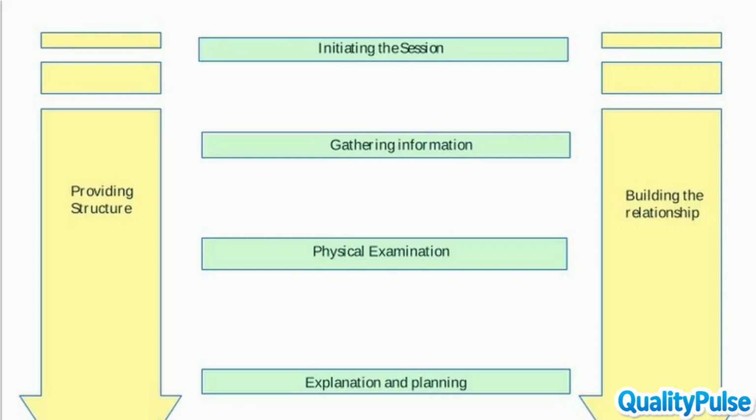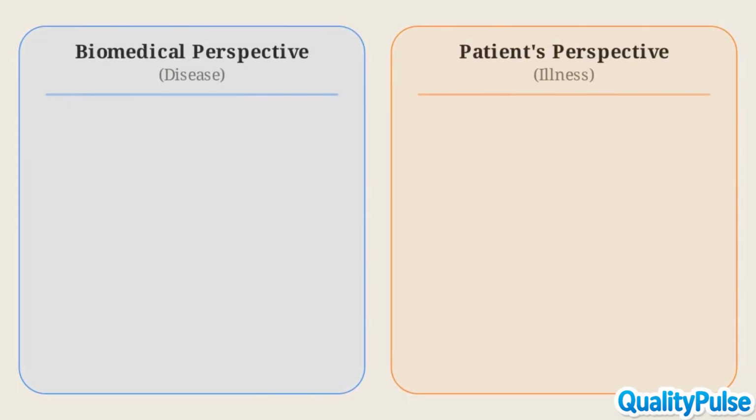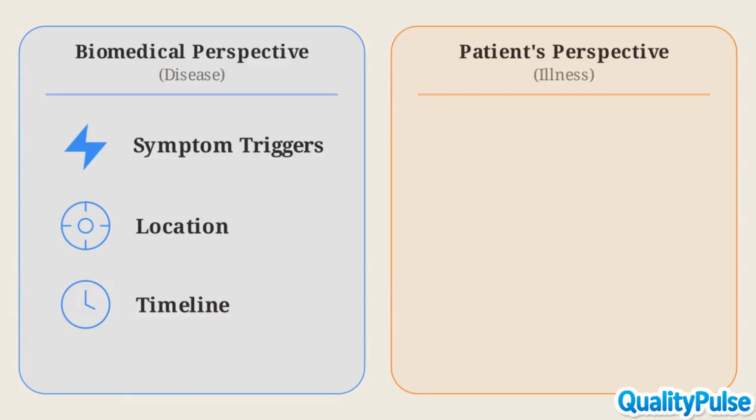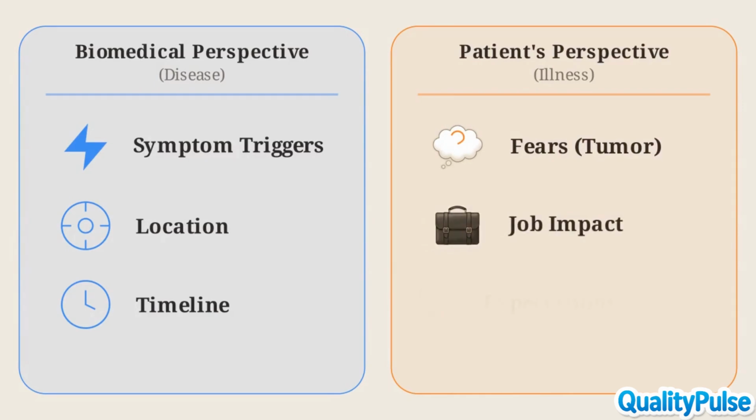With priority set, you move into gathering information. This is where the framework employs its most crucial concept, the parallel search. This split-screen graphic illustrates the 2 tracks you must investigate simultaneously. On one side, you explore the biomedical elements of the headache, symptom triggers, location, and timeline. On the other side, you explore the patient's perspective, their fears about a potential tumor, how the pain affects their job, and what they expect from this visit.